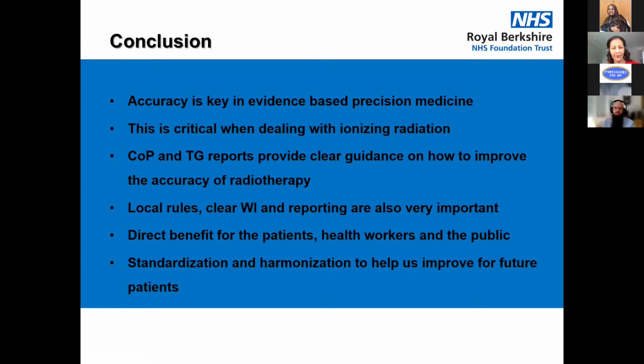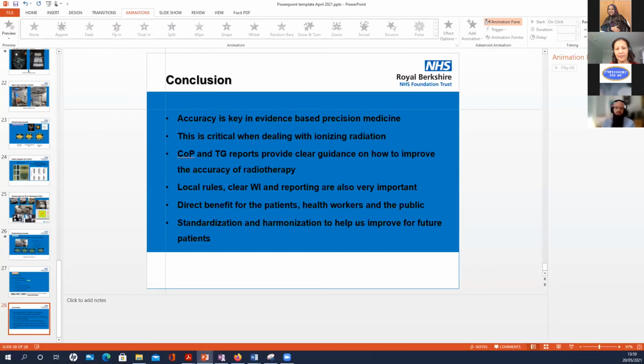Thank you very much, Dr. Sarah Osman, for your nice presentation. She explained the accuracy in radiotherapy. This definitely shows the important role of metrology in our life.